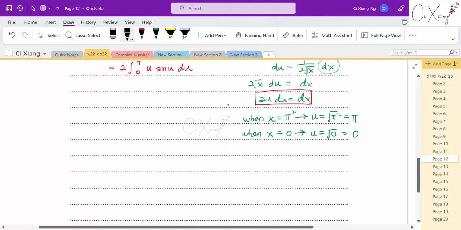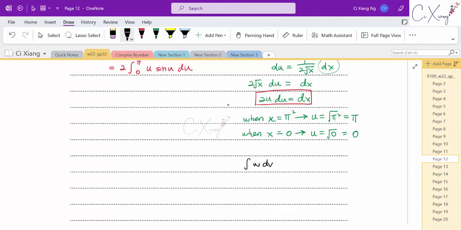Okay, so for integration by parts, the general formula is the integral of u dv equals uv minus the integral of v du. But because we already have the variable u here, I want to change my original equation for integration by parts to use w. So originally, the integral of w dv should equal wv minus the integral of v dw.